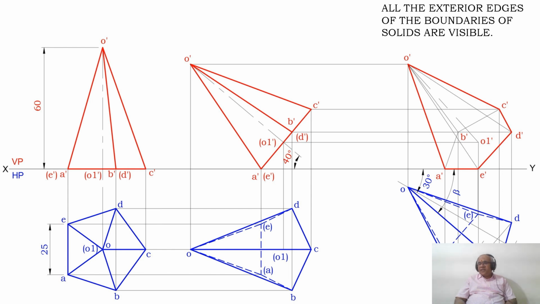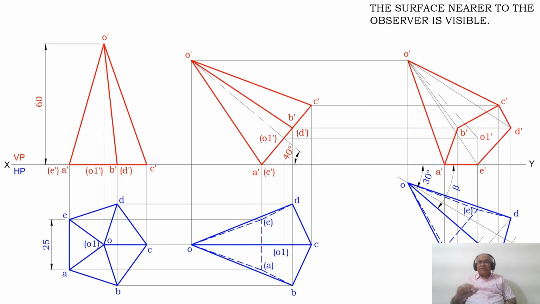that is, the condition of visibility. All the exterior edges of the boundaries of the solids are visible. The next thing is the surface near to the observer. Which is the surface which is near to the observer? As you look from the front view, the bottom face of the pentagon becomes visible. Therefore, you join between A dash and B dash and B dash and C dash with a dark line.